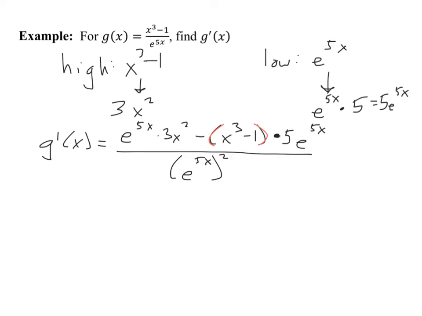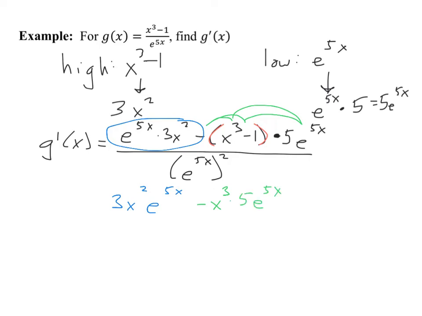Let's go ahead and do the top via the distributing that we've talked about before. This first term here is going to be 3x squared e to the 5x. And then over in this next one, remember that you're going to have the negative being distributed and also the 5e to the 5x. So you're basically going to be distributing a negative 5e to the 5x here. So I'm going to wind up with negative x cubed times 5e to the 5x. And then I'll end up with positive 5e to the 5x. And this is all over e to the 5x squared. Okay?